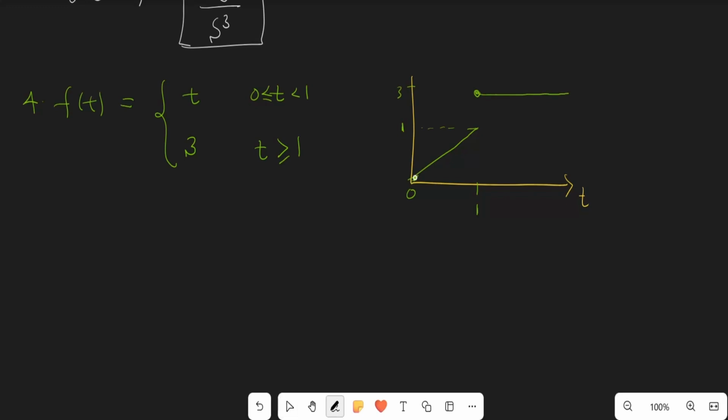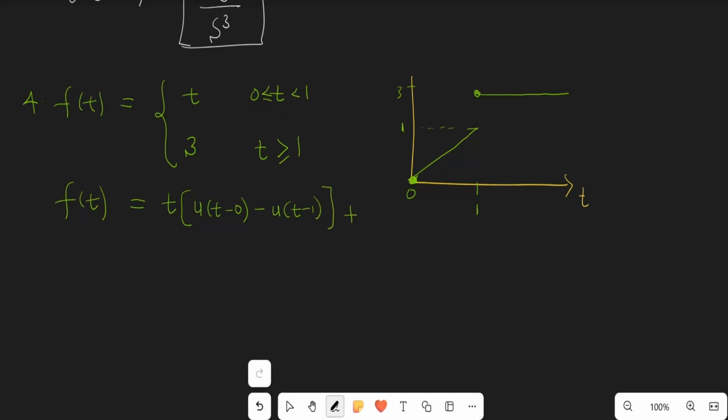So this one is going to be the function. This is the graphical illustration of what we have here. But now let's write it in terms of the unit step function. This one is going to be t multiplying the unit step function of t minus 0, minus the unit step function of t minus 1. That is what we have here.